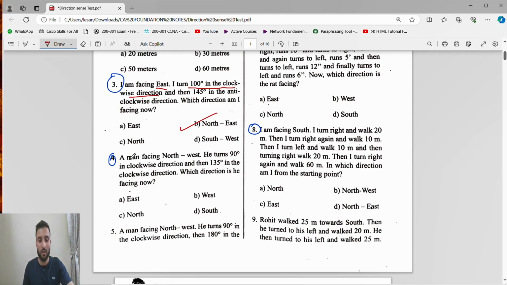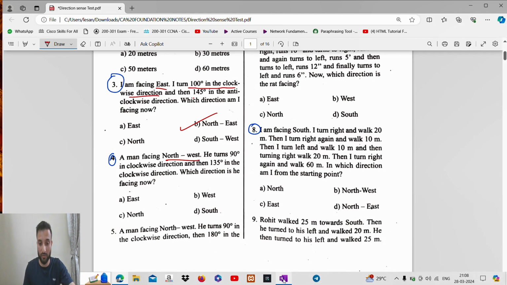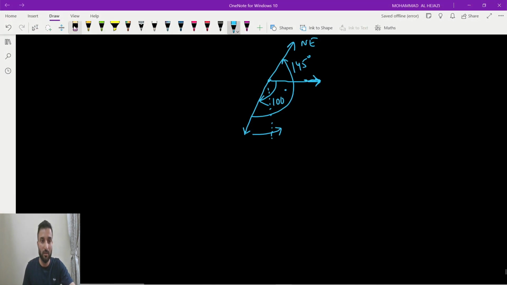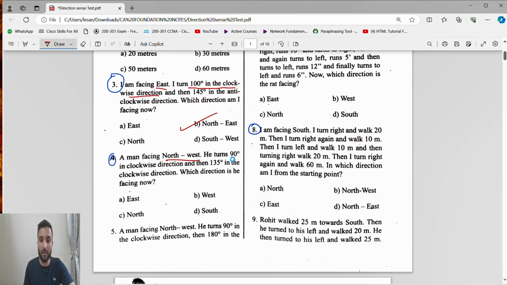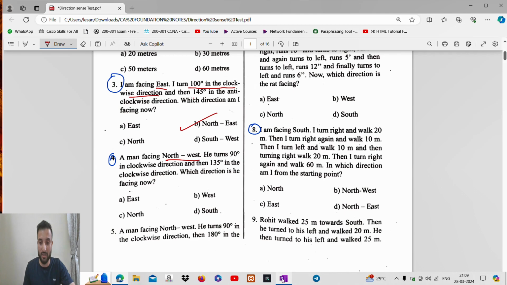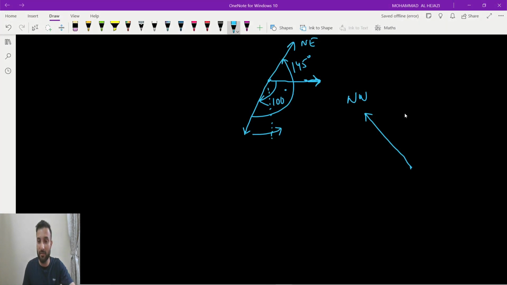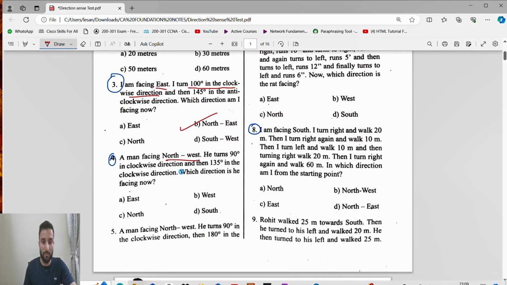Now question number 4. Question number 4 is a man facing northwest. Northwest is which side, guys? Yeah, this side is northwest. The man is facing northwest. Okay. He turns 90 degree in clockwise direction. He turns 90 degree. 90 means, guys, see here. Here to here it is 45. Again this 45. Correct? Here to here 45. So this is 90 degree in clockwise. Okay.